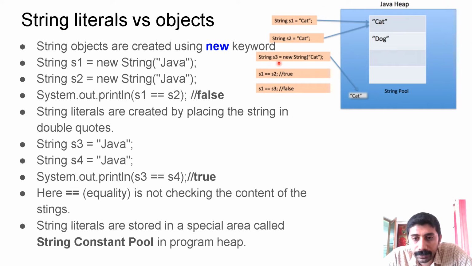Now I am using the new keyword. S3 equal to new String. Even though the content is the same, it is using the new keyword. It is a string object, so it will be stored outside the constant pool. So a new entry will be there. If I check s1 equal to s2, it will be true because both are pointing to the same entry in the string constant pool. If I check s1 equal to s3, content-wise both are the same, both are cat, but the reference value will be different because one is in the constant pool, the other one is outside. So both will be different objects. So that is the reason why it is failing.